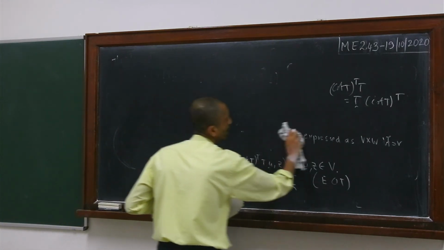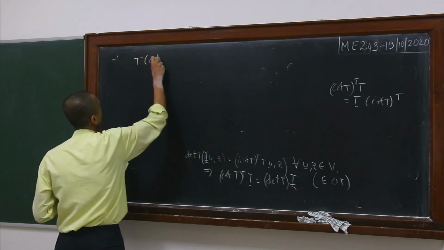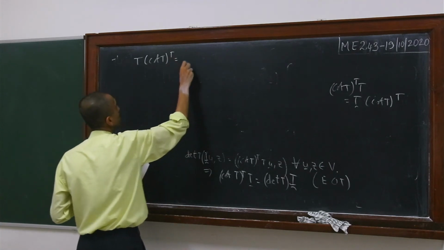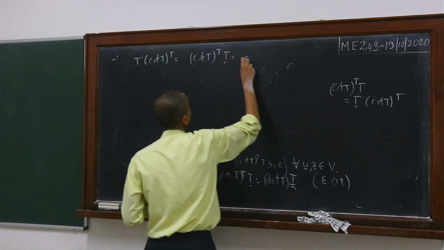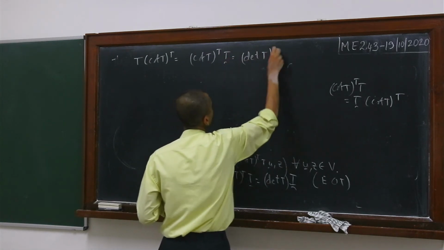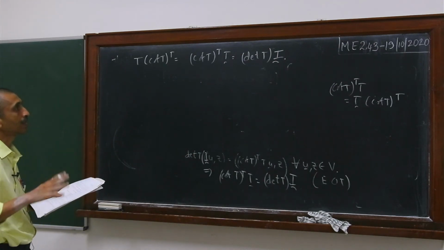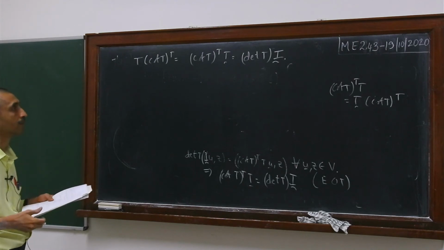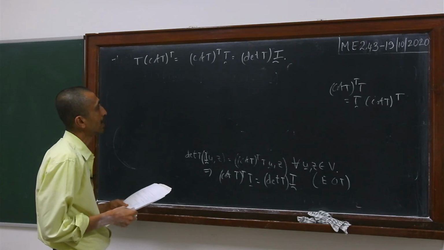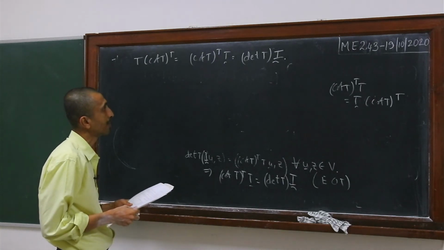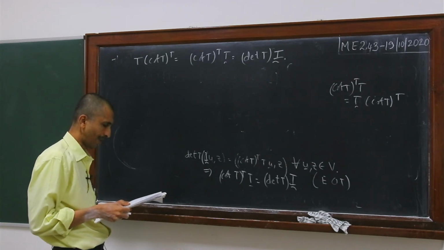So you can now write that T times cofactor T transpose is equal to cofactor T transpose times T, which is equal to determinant of T times the identity tensor. Okay, so this is what we can now write. This is the complete result, and it will be critical in giving an explicit expression for the inverse of a second order tensor. In fact, we will use this for defining the inverse.